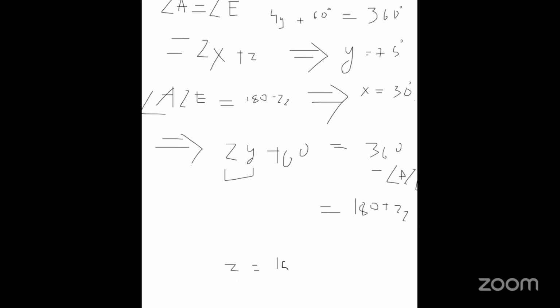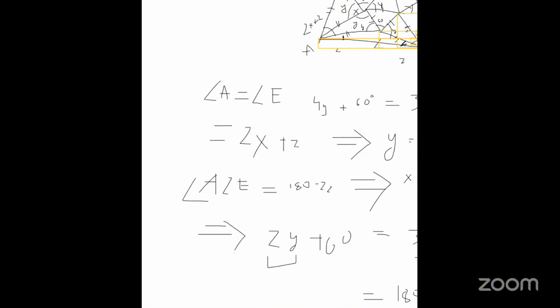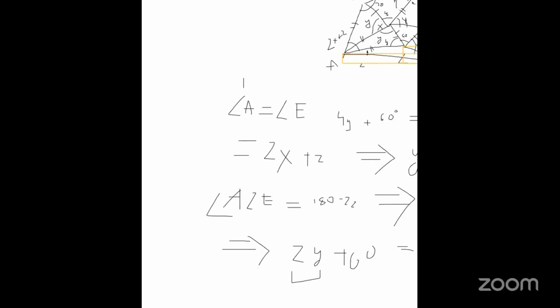Z is 15 degrees. And now you have 2x plus z. So x was 30 degrees. 2x is 60 plus 15, so 75. So each of these are 75 degrees. A and E are 75 degrees. So that's one way of getting A and E. So you have 75, 150, 90, 150, 75. These are all of the 5 angles.